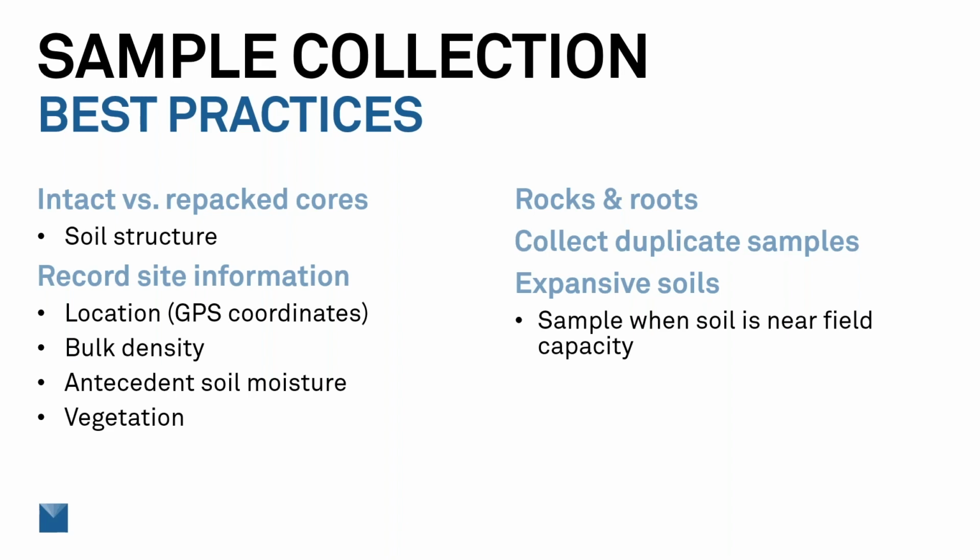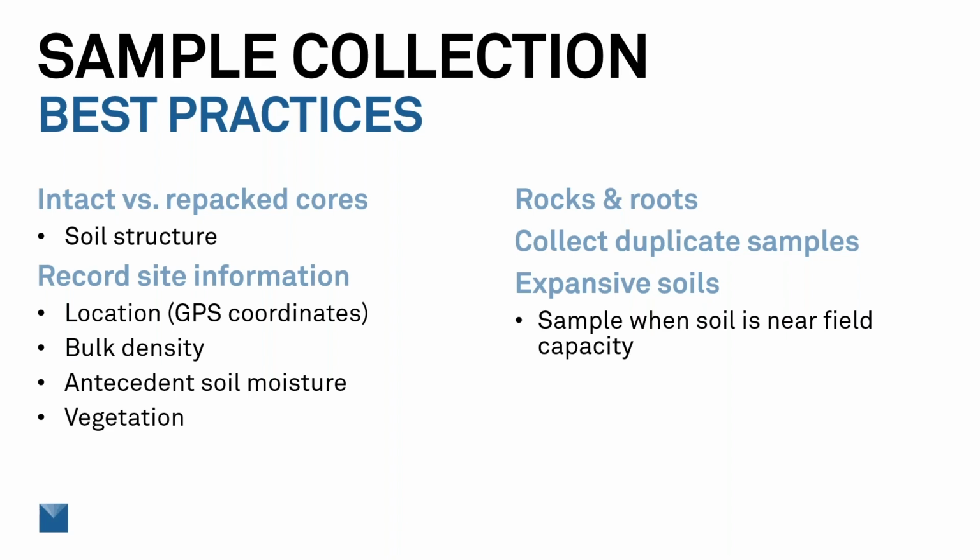When you're out in the field collecting samples, I often recommend recording site information. Try to get the location and GPS coordinates of where you've collected your samples. What's the bulk density? Especially if you're having to repack the cores, you're going to want to know what the bulk density was in the field. Measure the antecedent soil moisture, just to help as you're trying to characterize changes, knowing what it was at the time. And then of course, note what the vegetation is in the field, because vegetation can have a big impact on why these properties are changing.